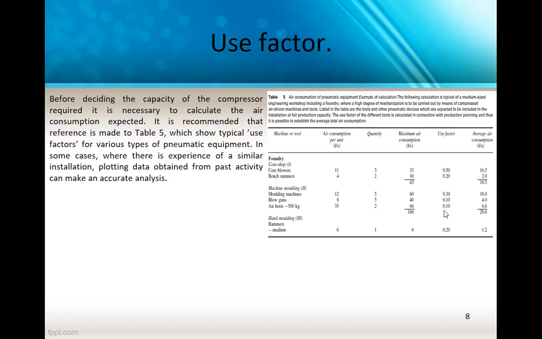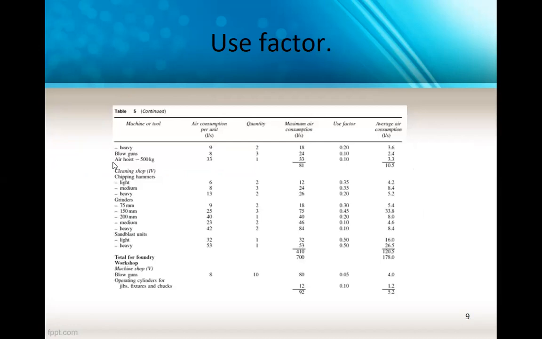Logans, 0.1. Air hoist, 0.1. Bihira lang gamitin. Okay? And yan. So, consumption is 18 for 6.6. This is now 28.6. And sa hand molding room naman, rammers, medium 6, 1, 6.2, 1.2. Yan. And meron pa ito. So, ang total niya, ito yung mga use factor. So, ito na yung maximum is 81. Average air consumption is 10.5.